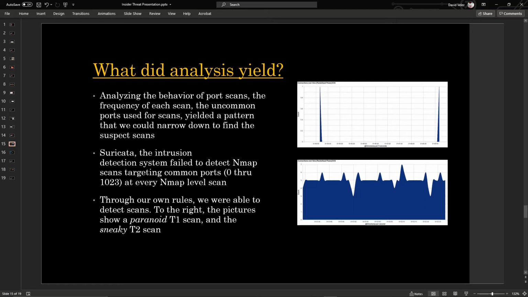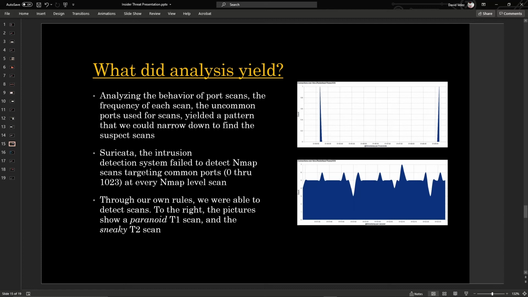Analyzing the behavior of port scans, we focused on the frequency of each type, even performing scans against uncommon ports greater than 1023. We found a pattern. We use this pattern as a basis of our algorithm to narrow down the suspicious scans. Looking at the two figures to the right, we were able to identify and isolate only port scans.